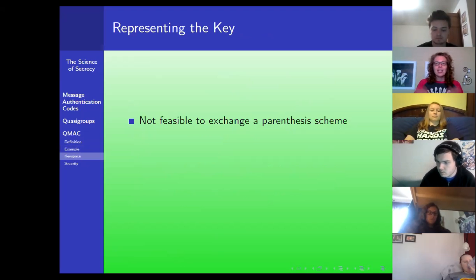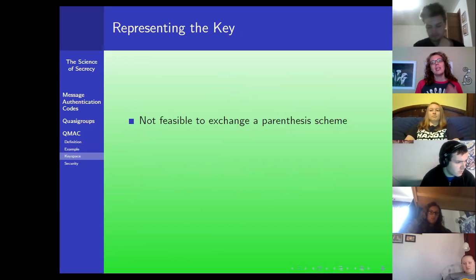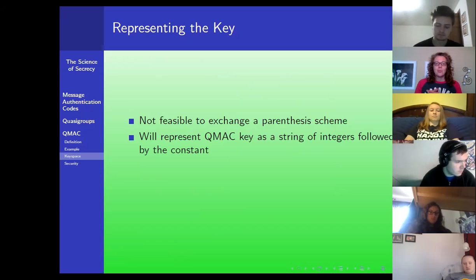It is not practical, not feasible for Alice and Bob to send a parenthesis scheme back and forth, especially because we're going to need to talk about size at the end of this, how big these quasi-groups have to be, how many keys we possibly need to get some security, and they're going to be long. So it's not feasible to exchange a parenthesis scheme.